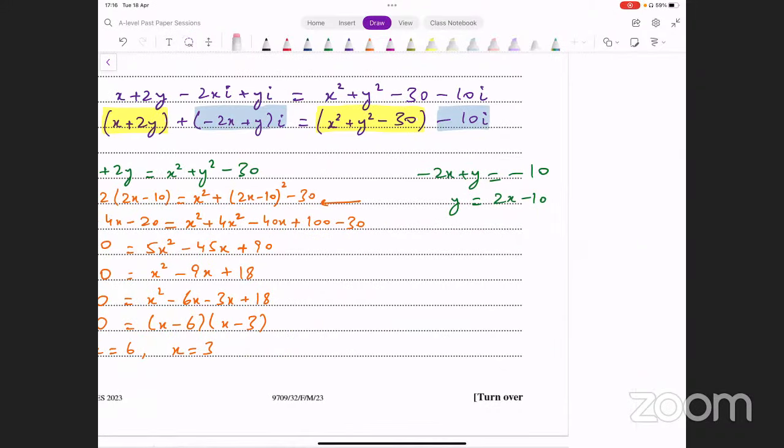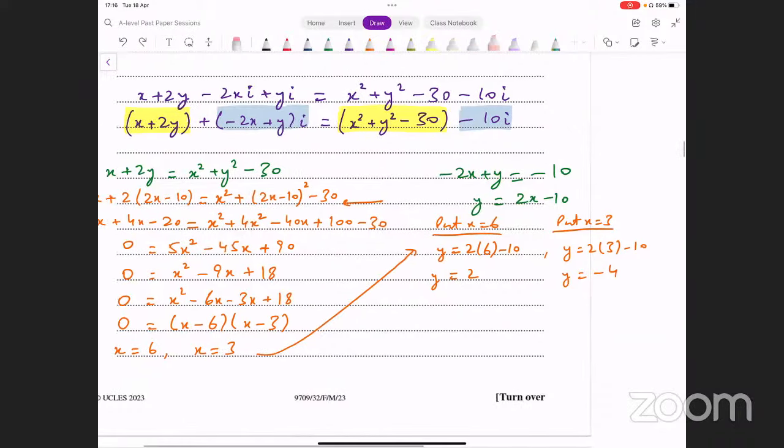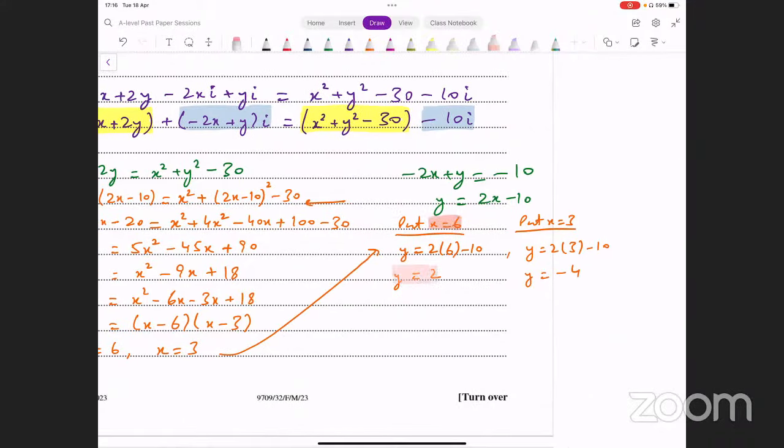Let's do that. In this equation, what you do is you say let's input x = 6 and let's input x = 3. Okay, now what do we get from the first case? y = 2 into 6 minus 10, and that gives us y = 2. From the second case, we get y = 2 into 3 minus 10, and that gives us y = −4. So we have x = 6 and y = 2. This is one combination. And we have x = 3 and y = −4. That's another combination.